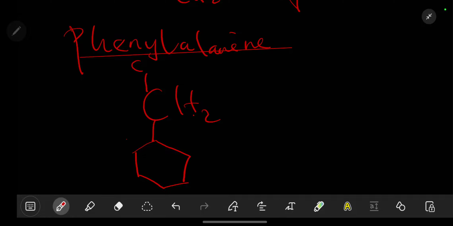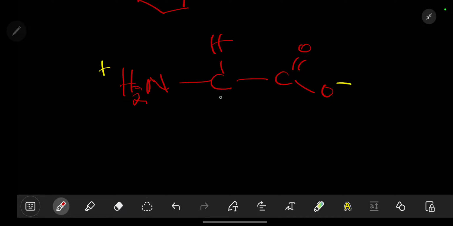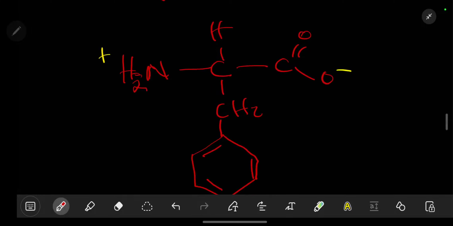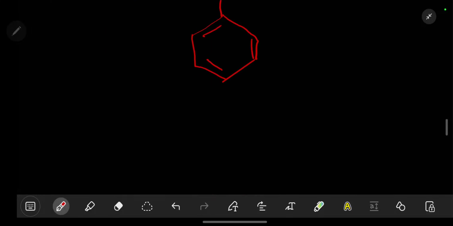Let's draw the structure. So we have CH2, then we are going to have an aromatic ring, which is a ring that looks like this. So this is our aromatic ring. So this is our phenylalanine. Now things are getting more and more interesting.